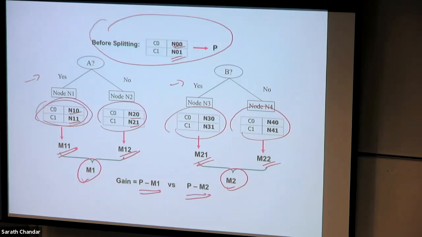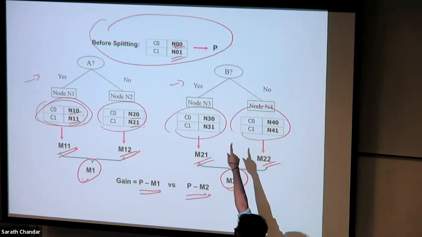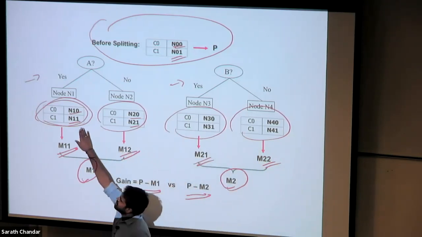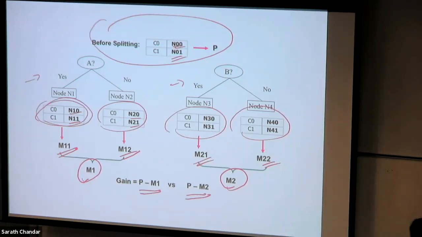Can you please repeat what the P stands for? Okay, this is a very abstract figure. The P's and M1, M2, M12, all these things are measures. We are going to define a measure. It could be entropy or it could be Gini index. Once you have the measure, then you have the formula to compute it. If you compute the measure before splitting, that is called P. If you compute it after splitting for this data set, it is called M11. It is just a variable name. We are going to see the formulas after the break.